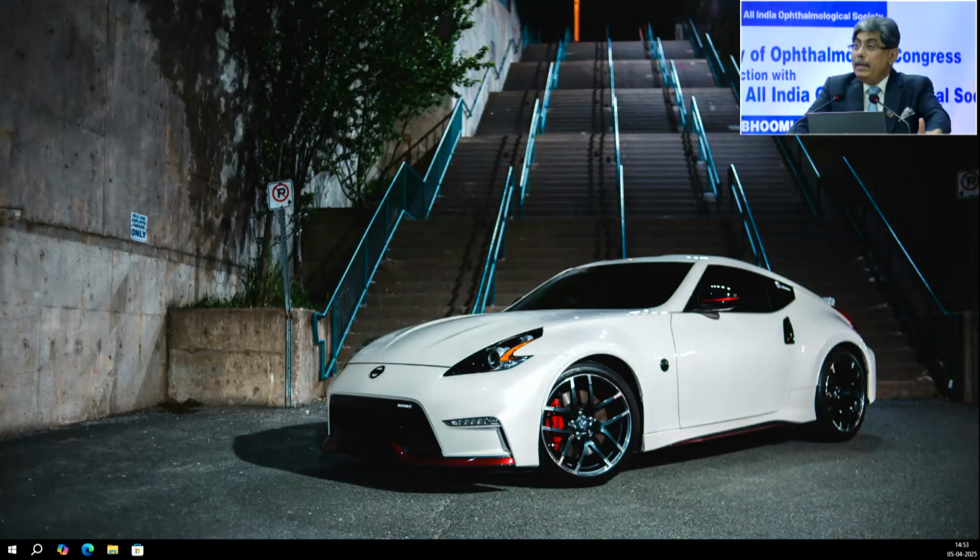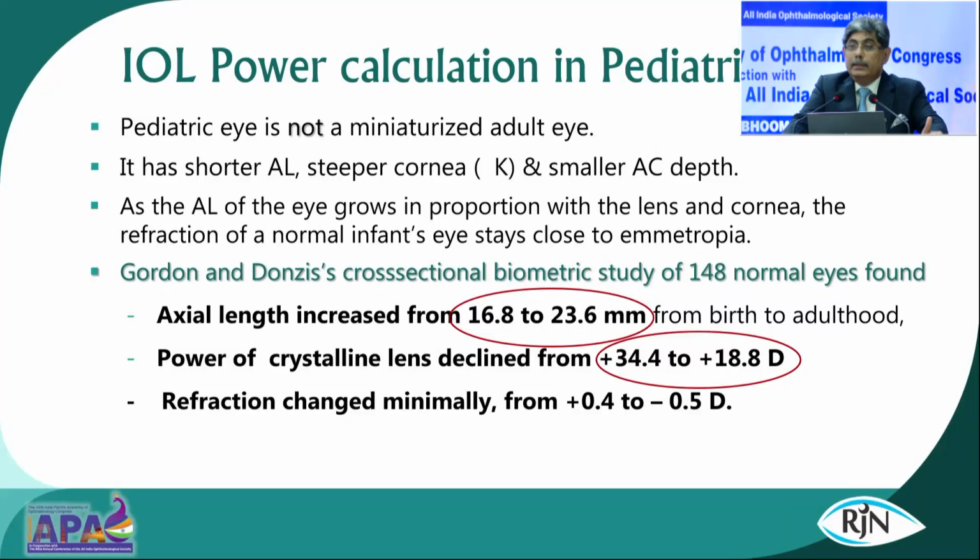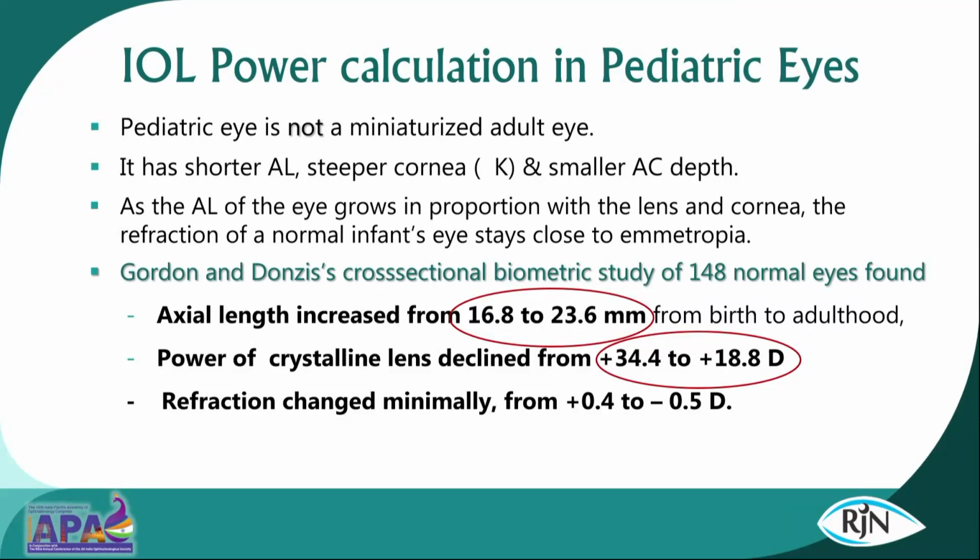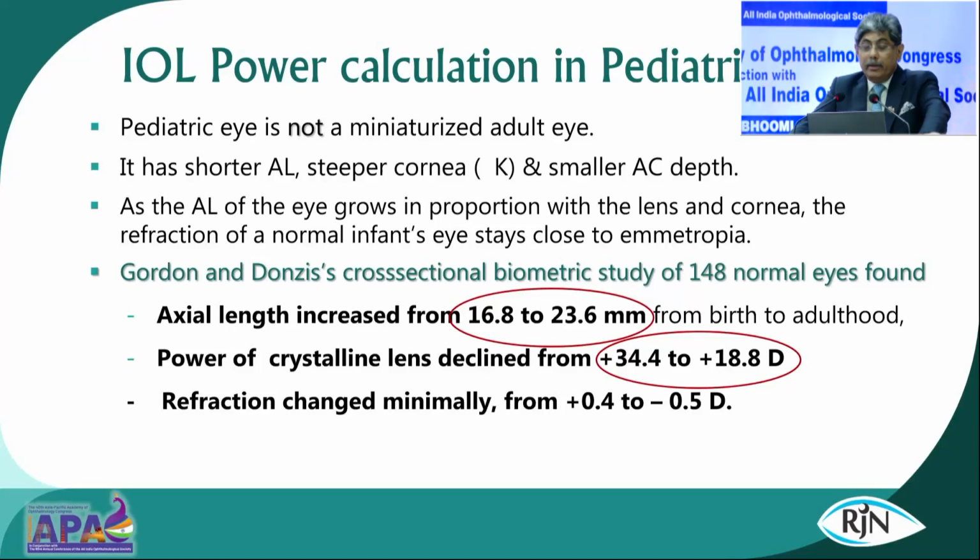The eye varies so much, from 16.8 to 23.6 millimeter axial length, and power decreases from 34-35 to 18-19 diopters. The cornea also flattens, but the refraction changes from plus 0.4 diopters to minus 0.5 diopters. This is the beauty of nature.